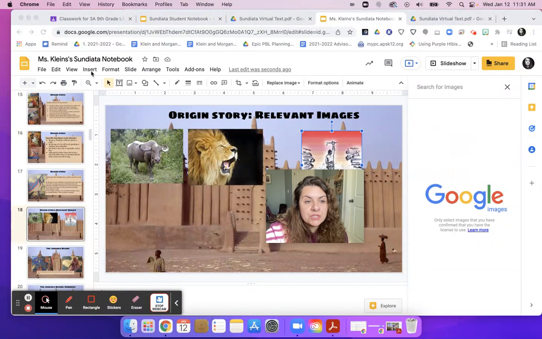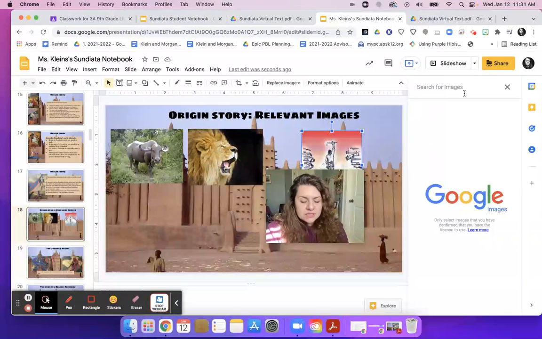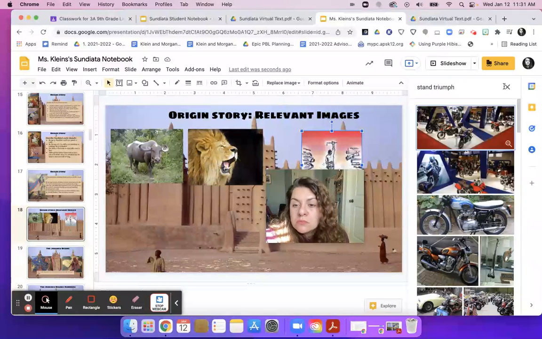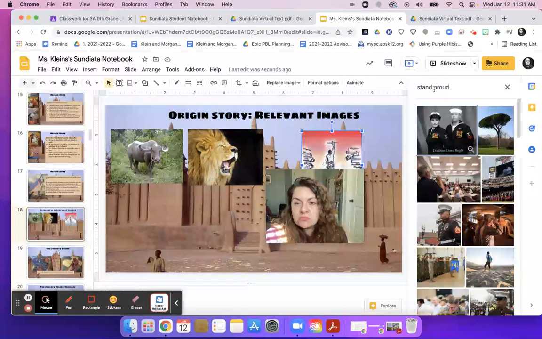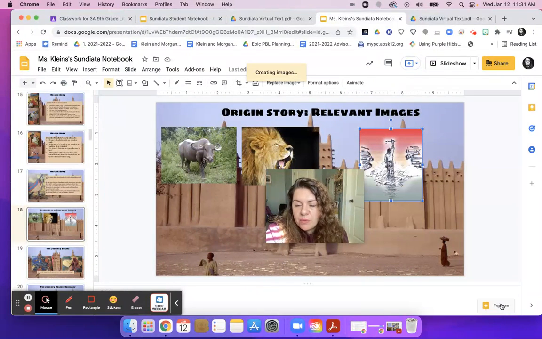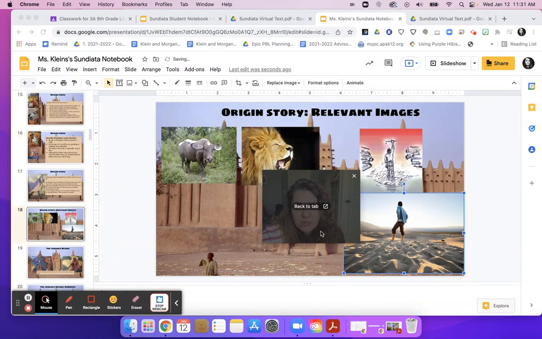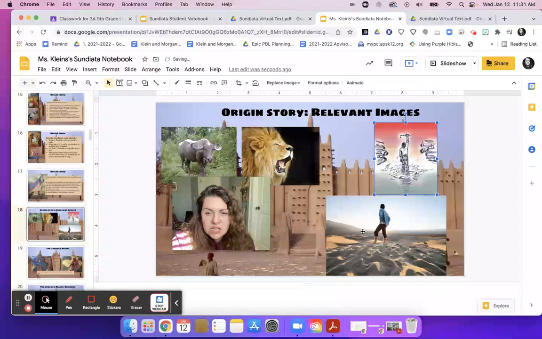So remember, to add a picture, we go to Insert, Image, search the web, and I'm just going to type stand triumph. Nope. Stand proud. Okay. I think this is a woman in the desert, but standing with pride. So something like that, just to show someone standing, they accomplish something. So he eventually does stand.